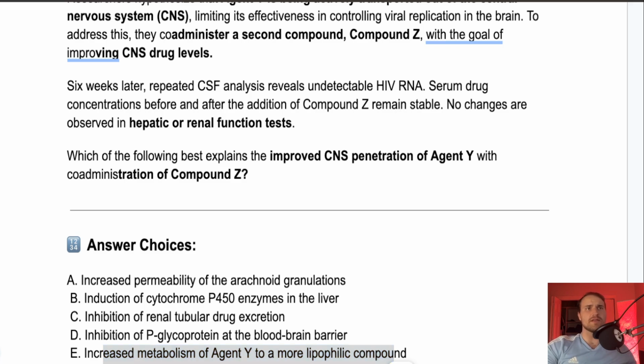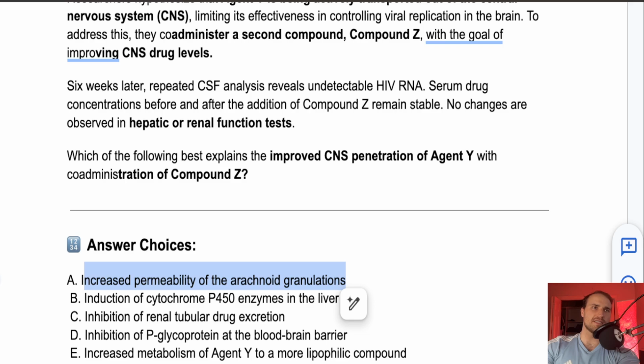So increased permeability of the arachnoid granulations. The arachnoid granulations, these structures reabsorb CSF and they don't allow drug entry into the CNS. And so that's not going to be our answer. Basically what's happening here is we have to know that P-glycoprotein is a drug efflux pump at the blood-brain barrier that limits CNS drug penetration. Basically it's like, hey, you shouldn't belong here. I'm going to P-glycoprotein you out of here.